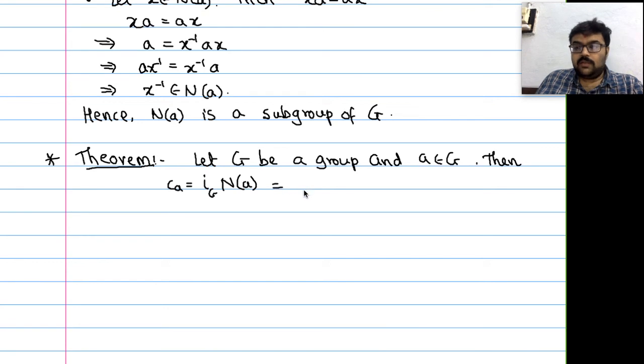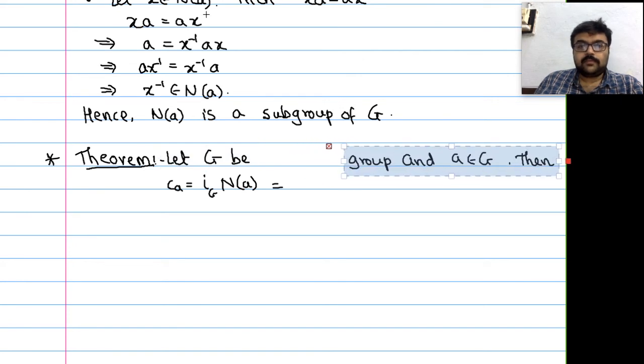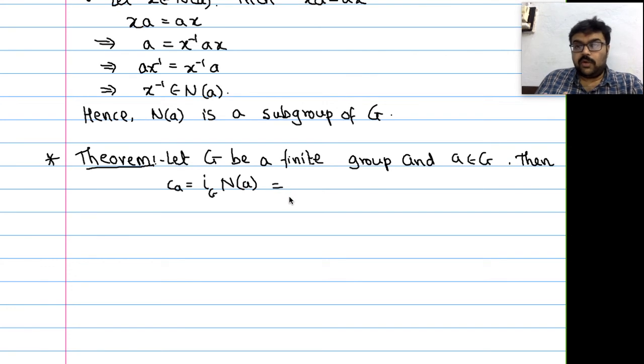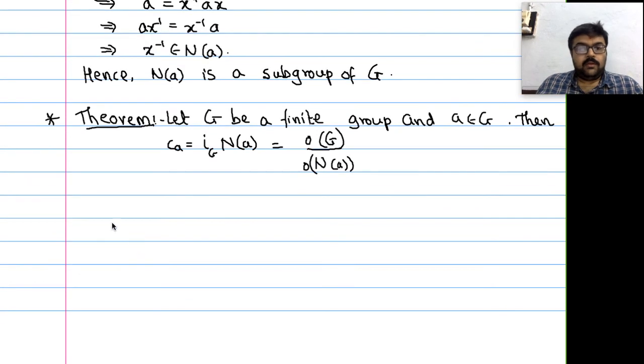And if G is a finite group, then we can write the index of H in G is order of G upon order of H. So the index of N(A) in G is order of G upon order of N(A). Right. So then the number of distinct conjugates of A is nothing but the number of distinct right or left cosets of N(A) in G. Right. So that is the proof.